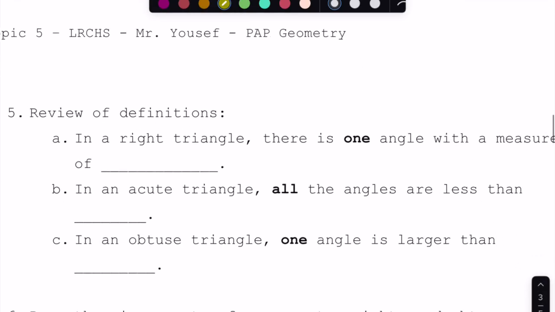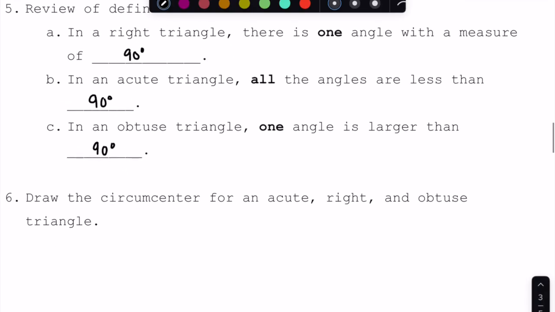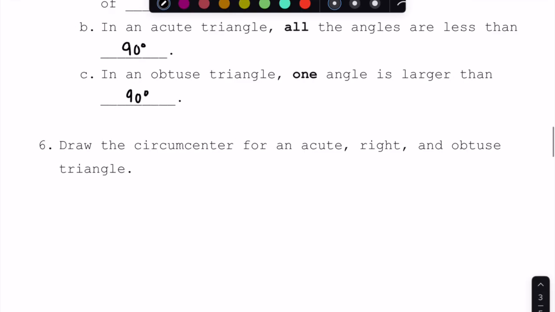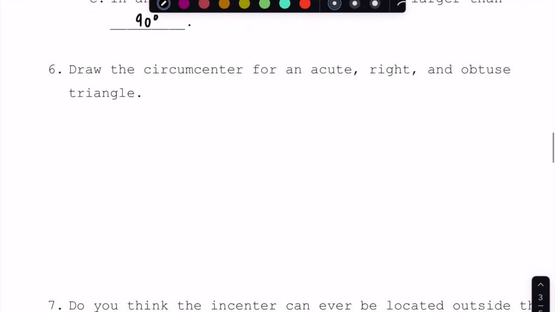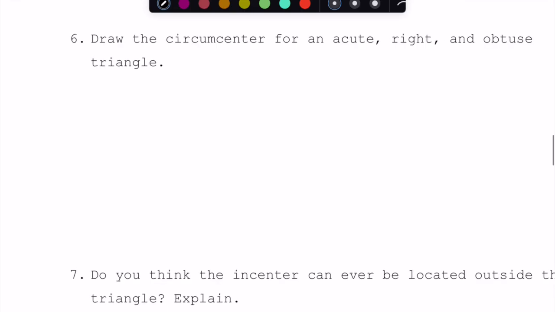Okay, so let's review some definitions. In a right triangle, there is one angle with the measure of 90 degrees. So this should all be reviewed because we've discussed this. In an acute triangle, all three angles are less than 90 degrees. In an obtuse triangle, one angle is larger than 90 degrees. So let's try to draw the circumcenter for an acute, right, and obtuse triangle. I'm going to do the first one, and I want you to do the other two on your own. Pause the video, do it on your own, and then come back to the video to check your answers.